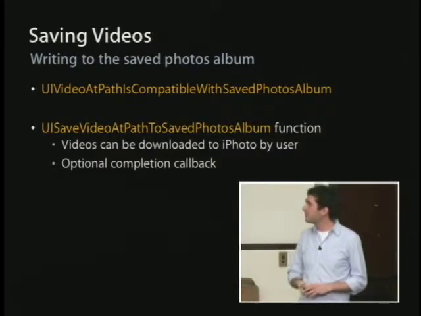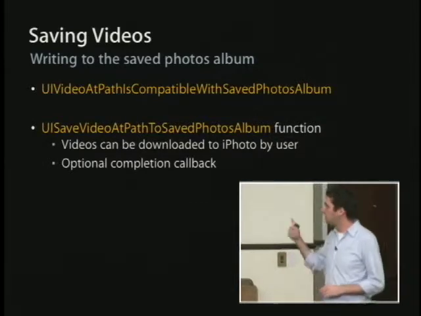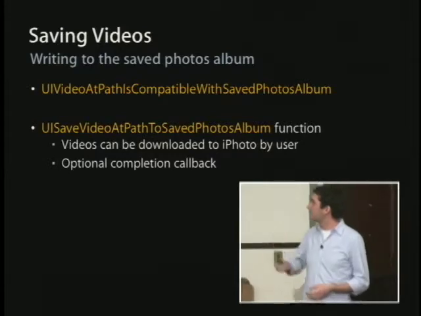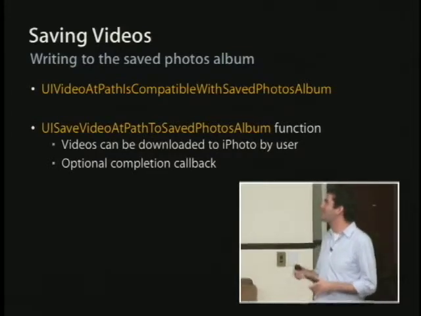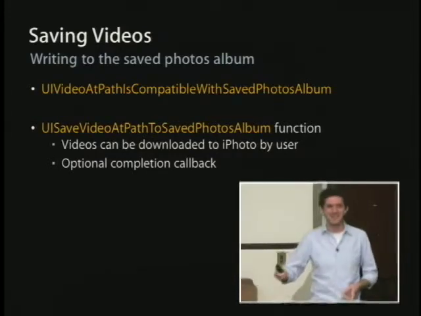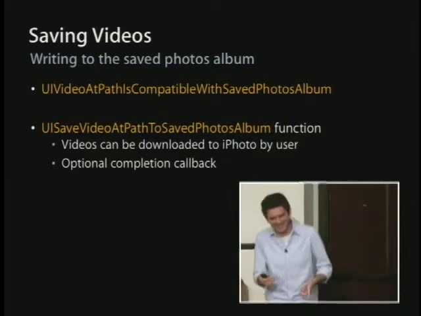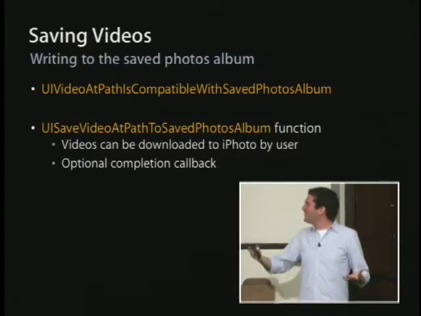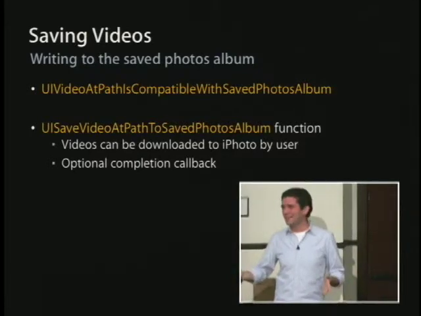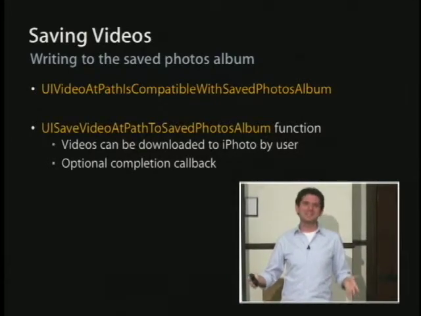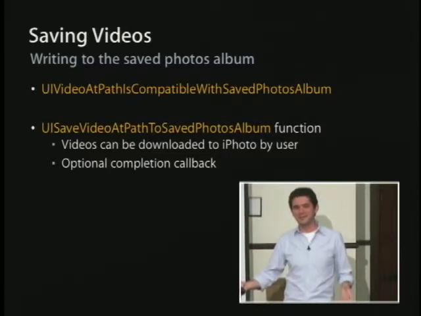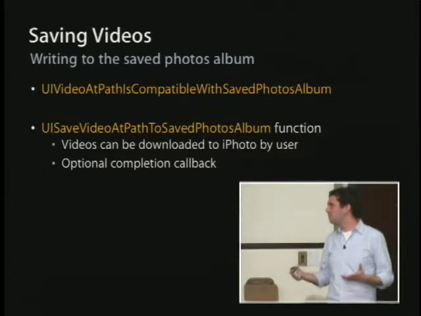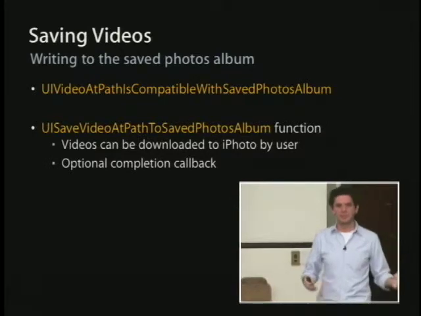There's a similar function to be used for writing video, along with another one that tells you whether a particular video is actually allowed to be written. So there's the UI video at path is compatible with saved photos album function. You can call this with a path, and it'll check to see whether the video at that path is in a format that can be written back to the saved photos album. And you probably want to do that before you try to write something, because otherwise writing it's just going to fail.